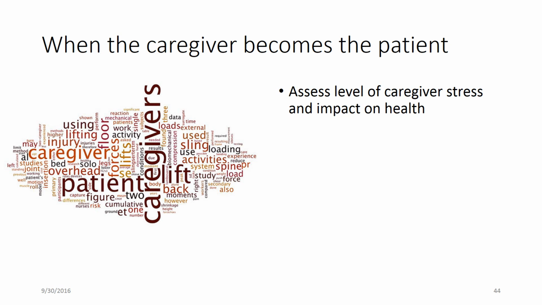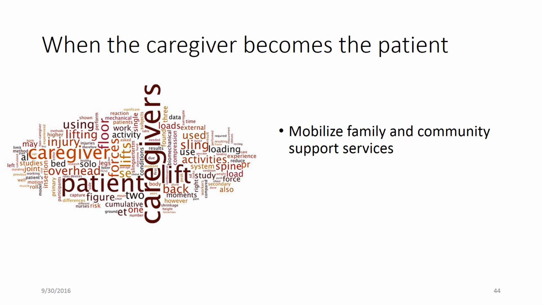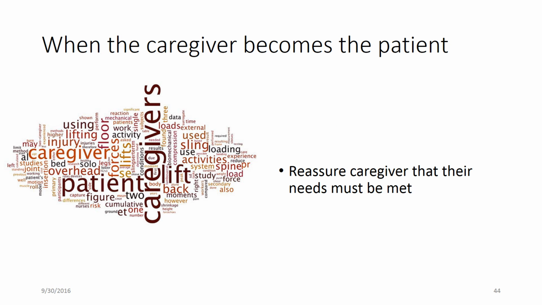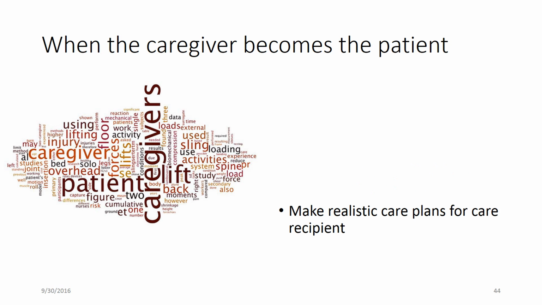So when the caregiver becomes the patient, it's important to assess the level of caregiver stress and the impact on health. Mobilize family and community resources. Reassure the caregiver that their needs must be met in order for them to continue to provide care. Make a realistic care plan.